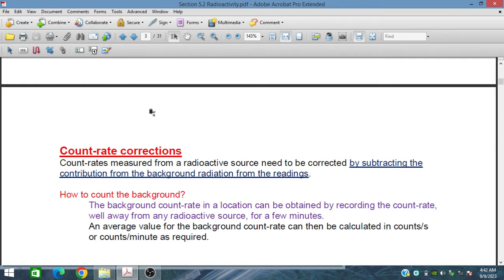So how do we measure the background? The background count rate in a location can be obtained by recording the count rate well away from a radioactive source. We should take away any radioactive source for a few minutes, and the instruments are placed in that location so that the background count rate may be monitored.